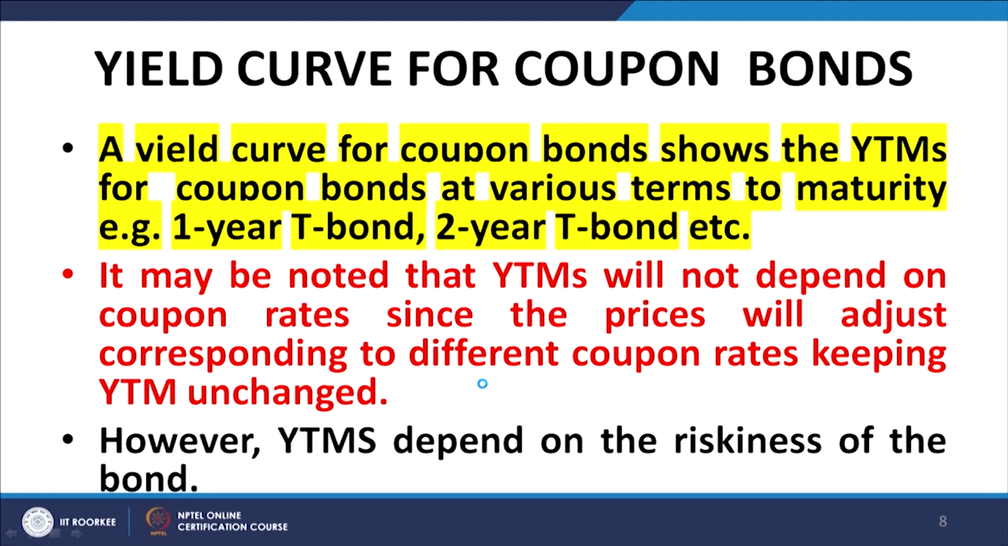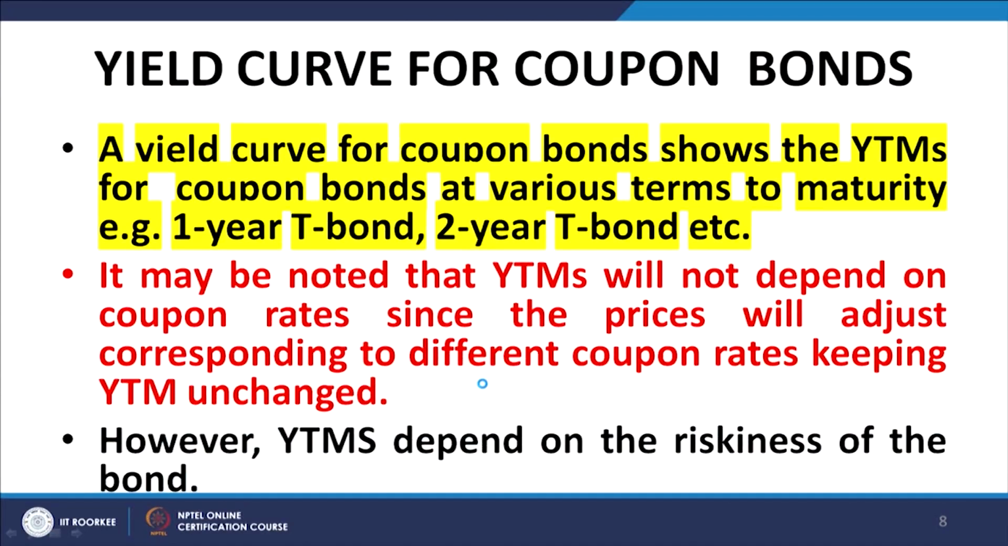So, this is another example of a yield curve, but here we are using coupon bonds instead of the 0 coupon bonds that I talked about earlier, and which is usually called the spot yield curve or the spot curve. Now, it's important to mention here that the YTMs will not depend on the coupon rate, since the prices will adjust corresponding to different coupon rates, keeping the YTM constant. Actually, the YTM is determined by the riskiness of the bond. It is the market's perception of the riskiness of the bond which manifests itself in the YTM.